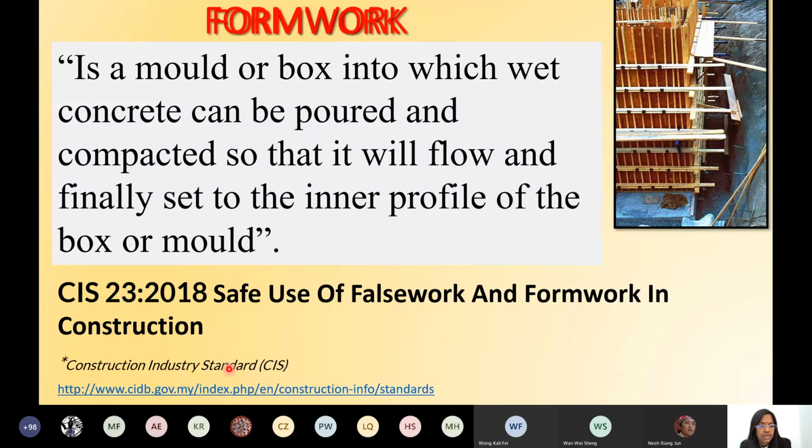And we go to this one. CIDB has come out with construction industry standards. The CI is referring to construction industry standards. So they have all the information, tools, I mean the criteria, the sizes, limitations, strength limitations, depending on the soil type, depending on the location, they are given for Malaysia.